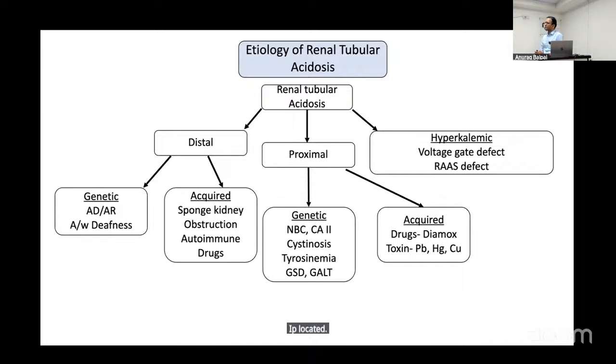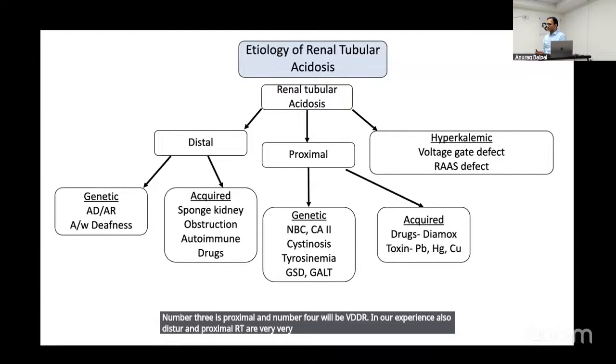In our case series with Dr. Bagga that I had written, RTA is by far the most common cause of refractory rickets in Indian children. If you exclude renal failure, number one is distal RTA, number two is hypophosphatemic, number three is proximal, and number four will be VDDR. In our experience, also distal and proximal RTA are very, very important compared to hypophosphatemic, which is also there but not that common.